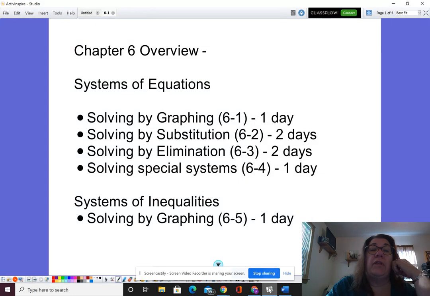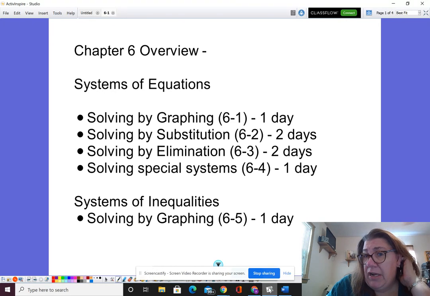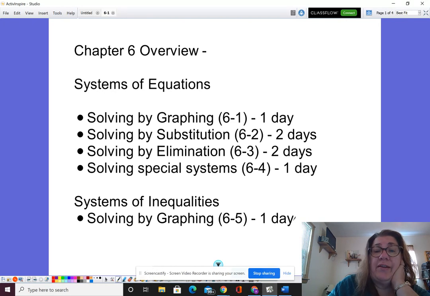This is the overview for the chapter. It's not a long chapter, and really these last two, this one, 6.5 and 6.1, they're all with graphing, and we do them with the graphing calculator or Desmos. So those are not going to be that difficult to do.